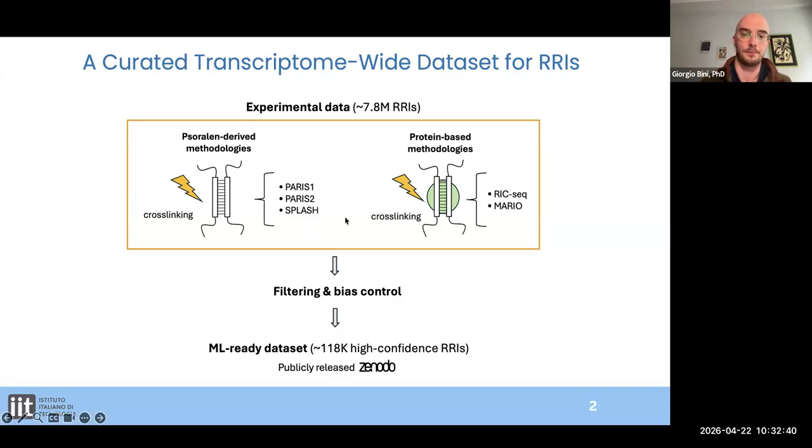We collected all this data and then applied filtering and bias control in order to obtain a machine learning ready dataset of about 118 thousand high confidence RNA interactions for long RNA molecules, which are the focus of our study. We also released this dataset as an open resource.